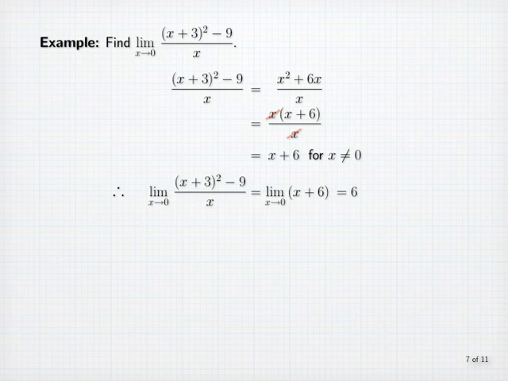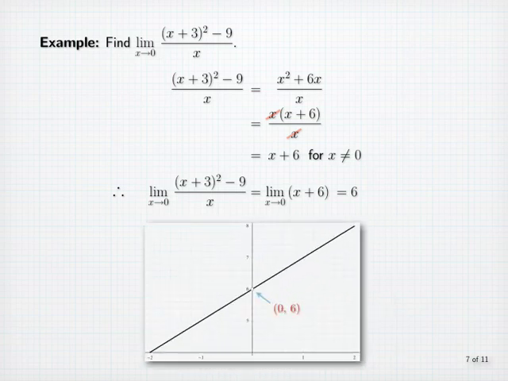Here's the graph of the original function. Notice that it's just the line y equals x plus 6, but with a hole at the point 0, 6.